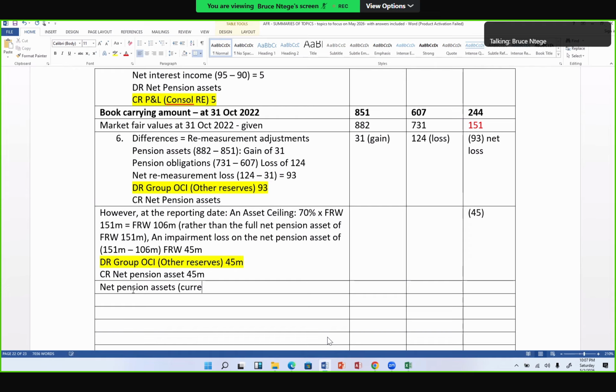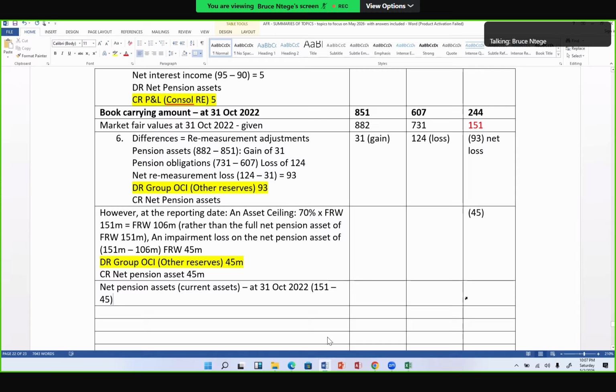Remember, yesterday I told you that net pension assets are recognized in current assets, while net pension obligations are recognized in non-current liabilities. My net pension asset at the year end, 31st October 2022, is the difference between the 151, which I had expected, minus the impairment of 45. So that asset, I can only get 106, which I'm going to present in the current assets. So all this time round, I'm looking for that 106.